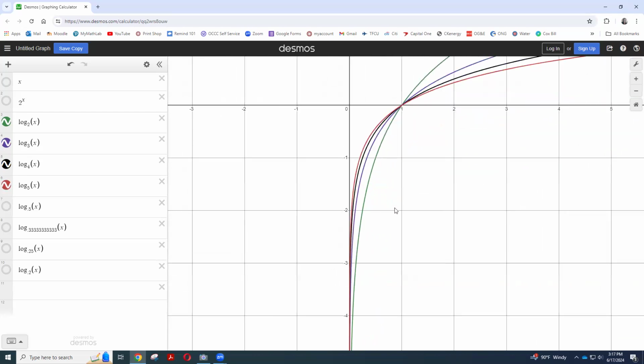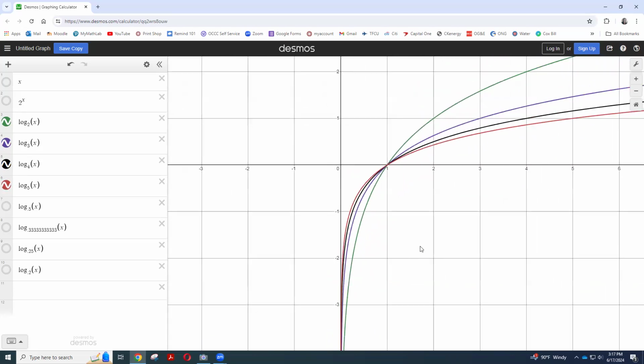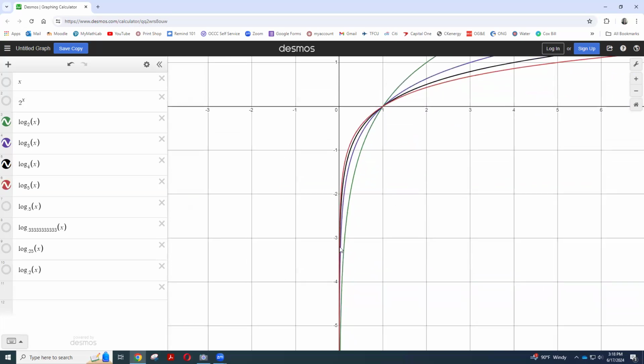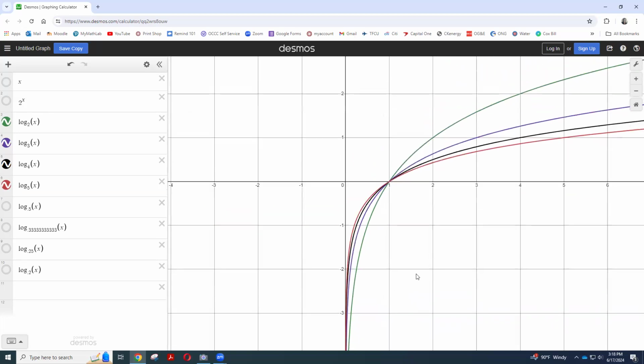Now, just like with exponentials, we have some things in common here. First thing, they all have an x-intercept at 1, 0. So unless we shift this up, down, left, and right, they all have that same x-intercept right here. I don't know if I said y-intercept earlier, but the same x-intercept at 1, 0. They also all have the same vertical asymptote at x equals 0.